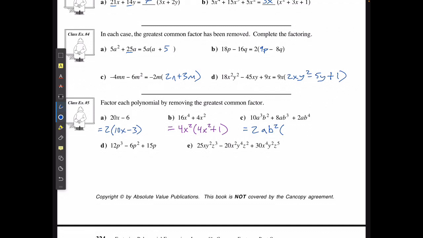So when I divide the first one, 10 divided by 2 leaves me with 5. A to the 3, take away an a, and I'm left with a squared, and I took away both of the b's. For the second term, 8 divided by 2 is 4. I took away the a, and I took away 2 of the b's. I'm left with 1b. And for the last one, 2 divided by 2 is 1. A take away a is no more a's, and b to the 4 take away b squared, I'm left with just a b squared.